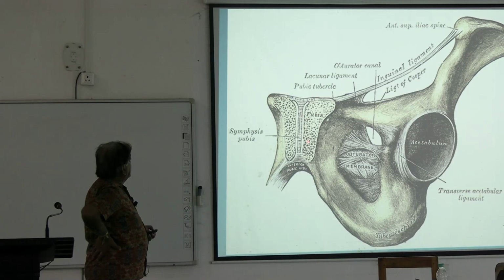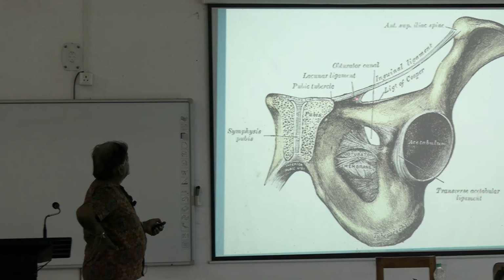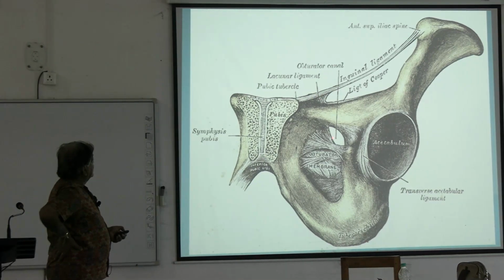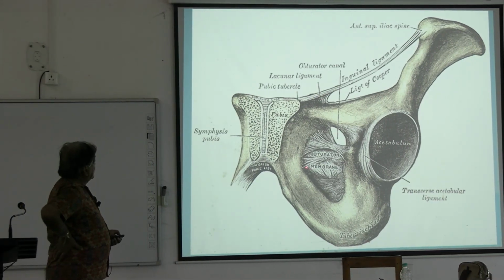Now you can see the symphysis pubis. Symphysis pubis is here. This is the pubis. And pubic tubercle is here. Lacunar ligament is here. Obturator canal is here. This is the obturator membrane. And obturator muscles are there.